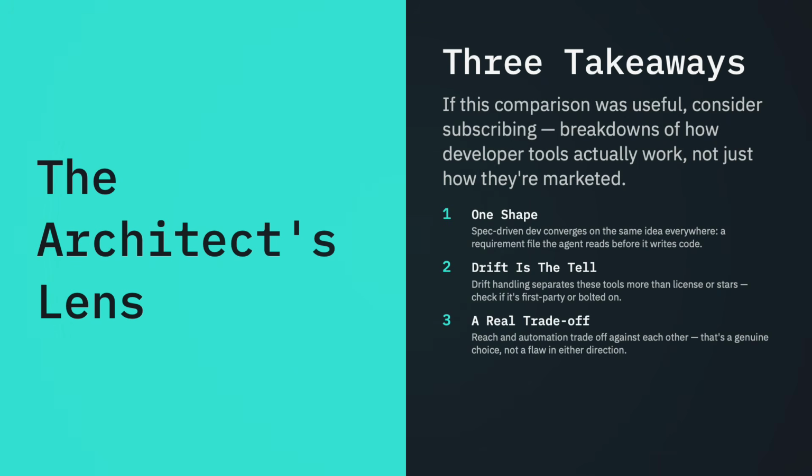3 takeaways from this comparison. 1. Spec-driven development is converging on the same shape everywhere. A requirement file checked into version control that the agent reads before it writes code, even though the notation differs from RFC 2119 to user stories to EARS. 2. Drift handling is the criterion that actually separates these tools day to day, more than license or star count. Check whether your pick treats it as a first-party feature or a bolt-on extension before you commit.